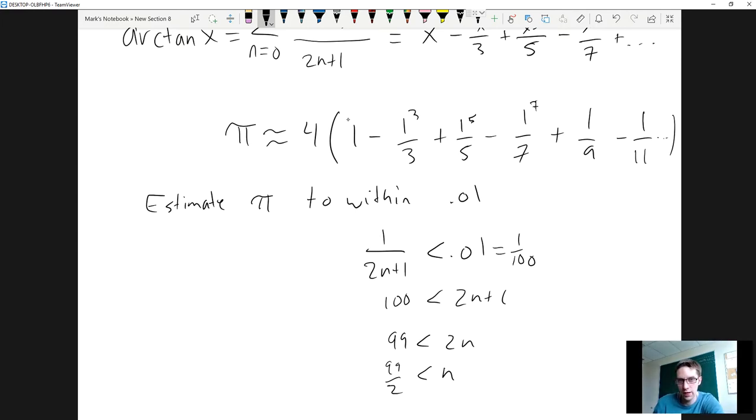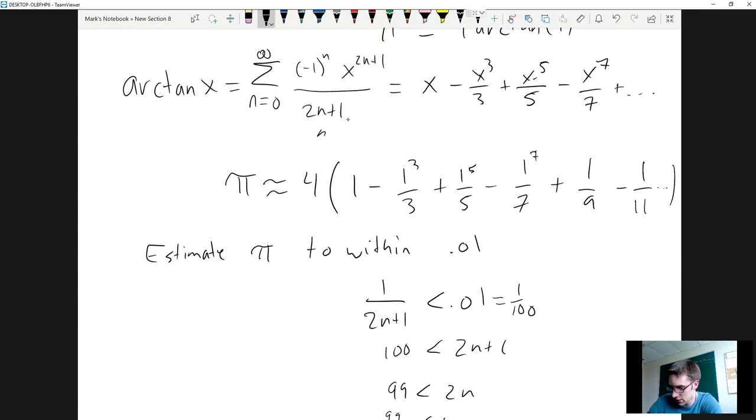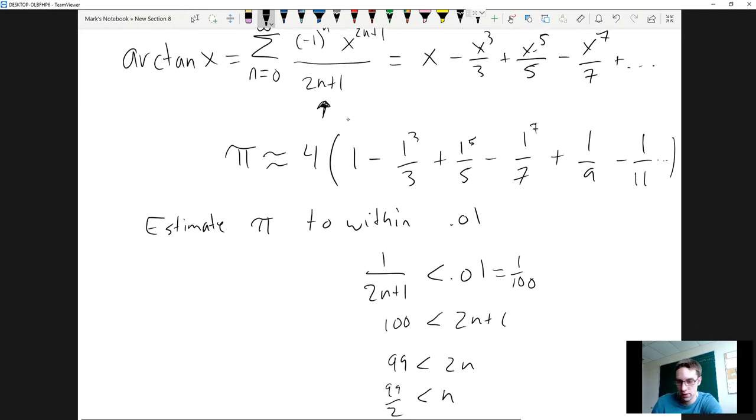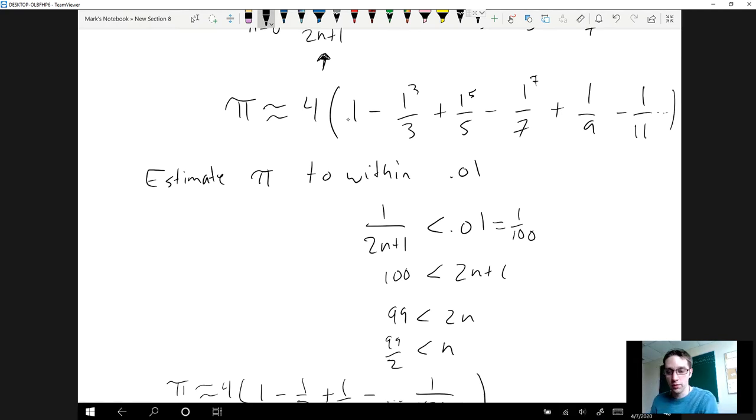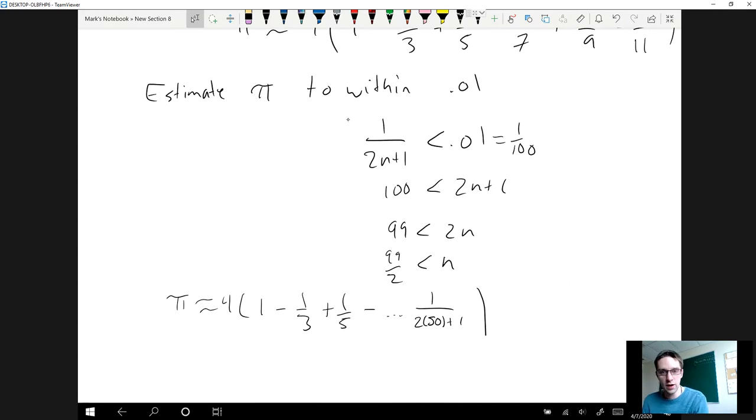By the way, the way we're counting is using the definition of n in the series above. So that means we need 50 terms from that series to get there. Okay? So pi should be something like 4 times 1 minus 1/3 plus 1/5, all the way on out to 1 over 2 times 50 plus 1, and that should be within 0.01. Okay, so using alternating series, we now know how to estimate pi to whatever accuracy we could possibly want.